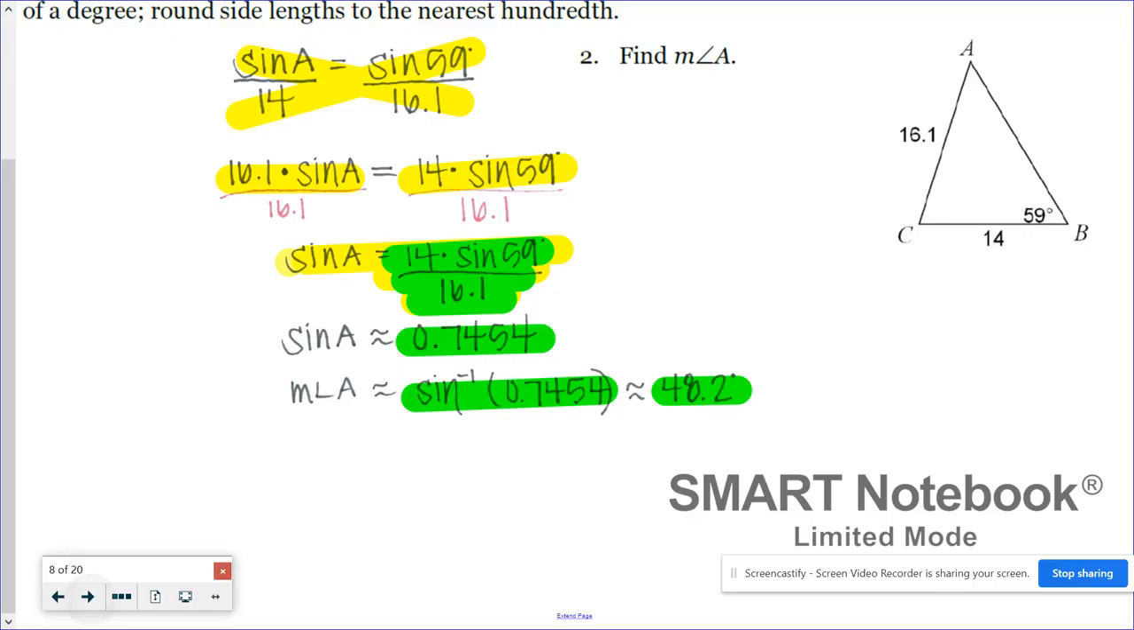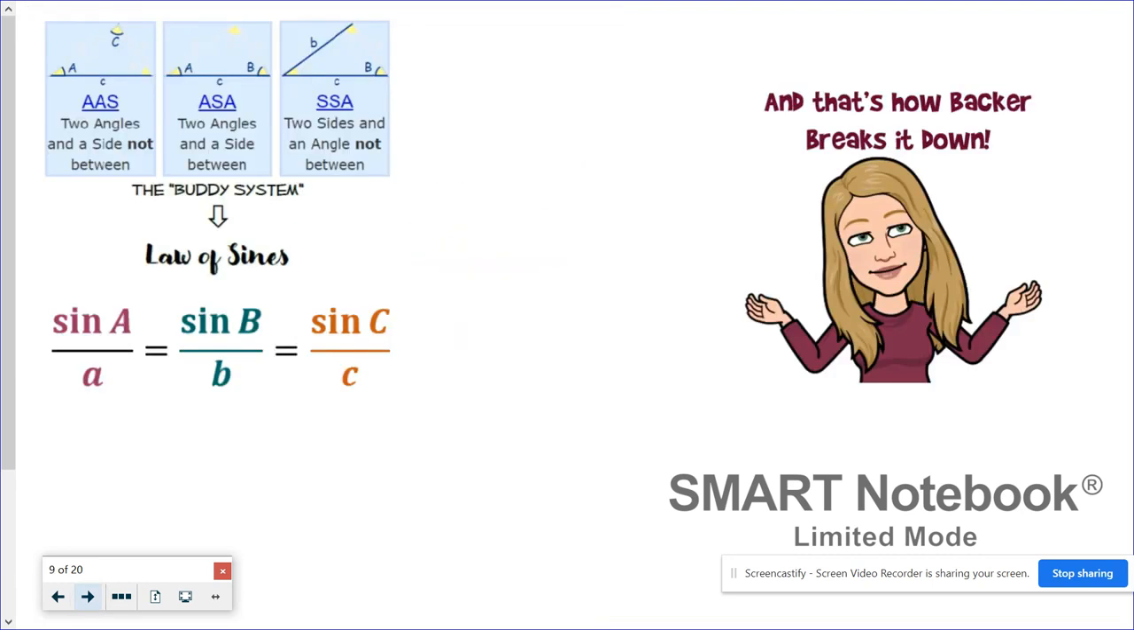This is how we can use the law of sines to find a missing side or a missing angle in a triangle. For the law of sines, you need to know the buddy system, so you need to know angle A and side A, or angle B and side B, or angle C and side C. As long as you have the buddy system in place, the law of sines can be used to find a missing measurement. And that's how Becker breaks it down.